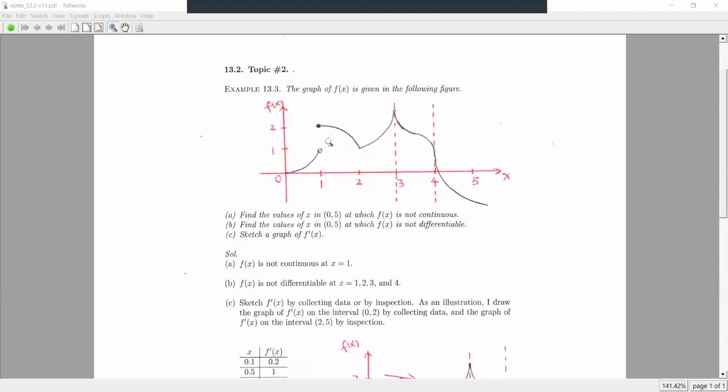At point 2, the graph has a corner. At a corner, no tangent line. So derivative of the function f at 2 doesn't exist.